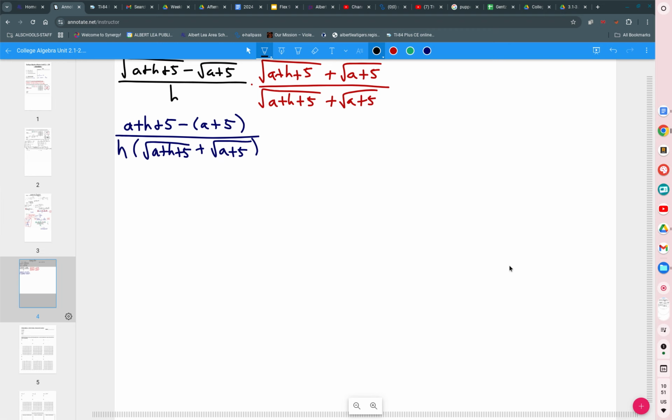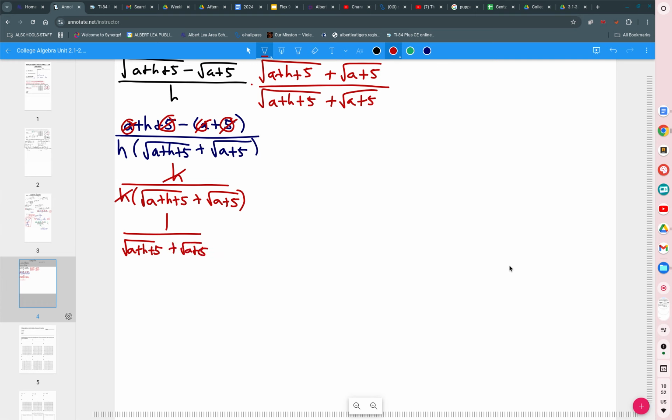And now we carry out our top. Notice we said that if it doesn't have an h, it should cancel. And sure enough, a minus a goes away, and 5 minus 5 goes away. And you're left with h in the top, and the bottom, h times the square root of a plus h plus 5, plus the square root of a plus 5. The h's divide off, and we get 1 over the square root of a plus h plus 5 plus the square root of a plus 5.